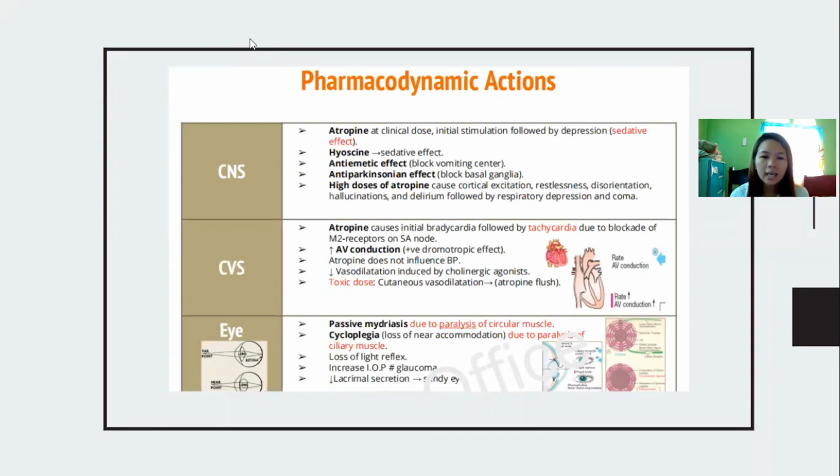While in the eye, passive mydriasis due to paralysis of circular muscle. Cycloplegia, loss of near accommodation due to paralysis of ciliary muscle, loss of light reflex, increased IOP or glaucoma, and decreased lacrimation secretion.